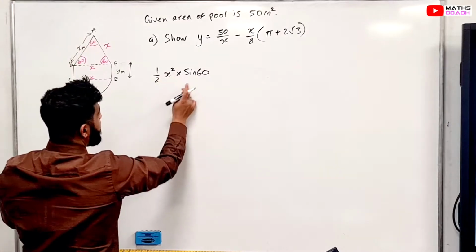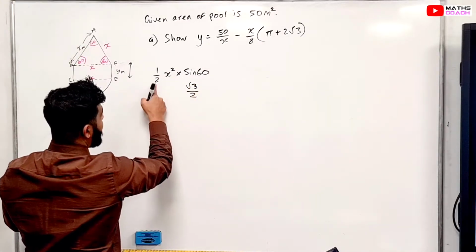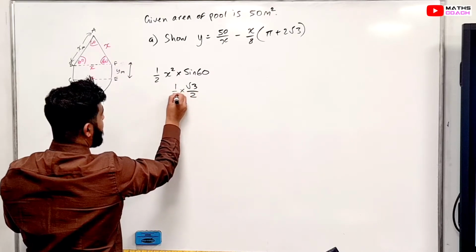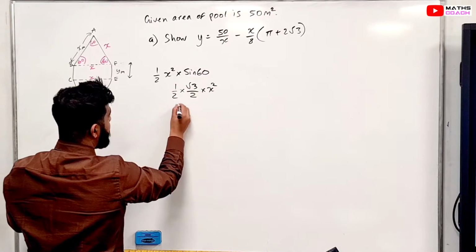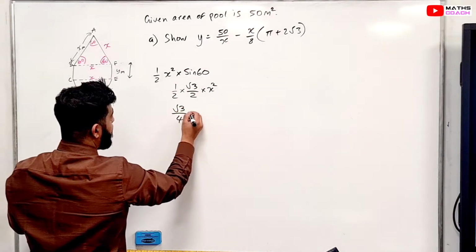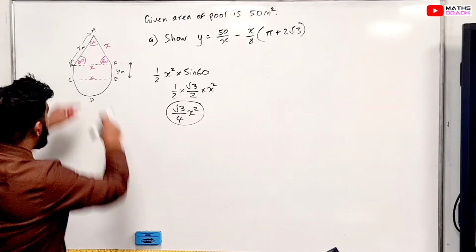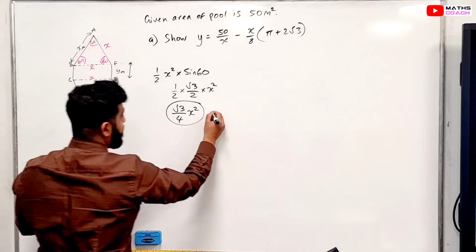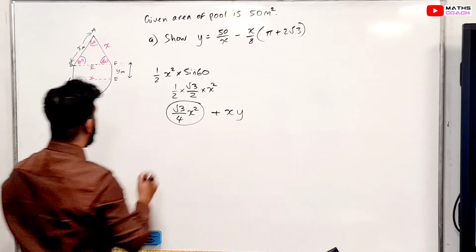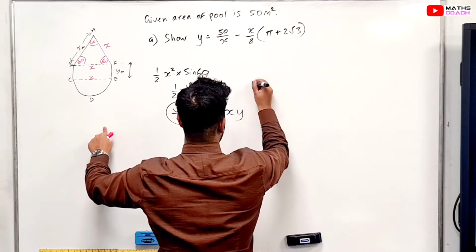So let's just rearrange this. So sine 60 is root 3 over 2 times by a half. So therefore, we'll do that half here times by x squared, which also simplifies to root 3 over 4 x squared. So this is the area of the triangle. The area of this rectangle is going to be y here times by x. So plus xy.